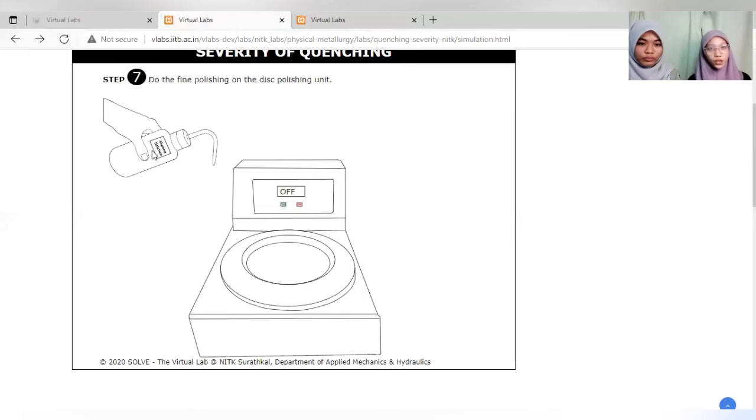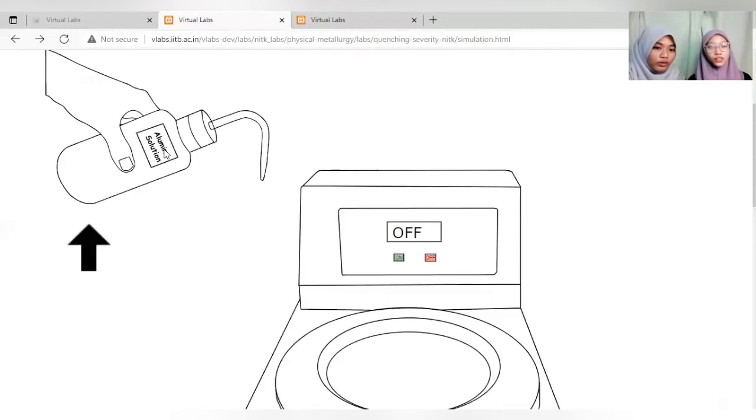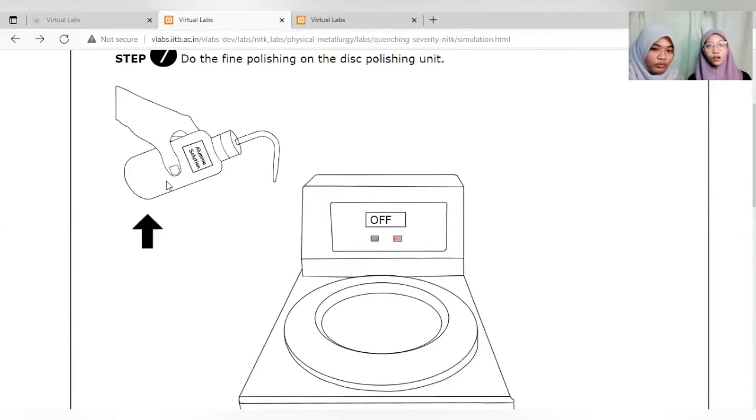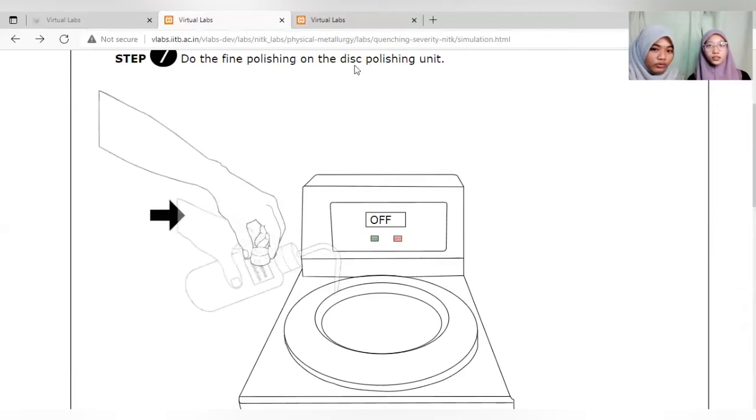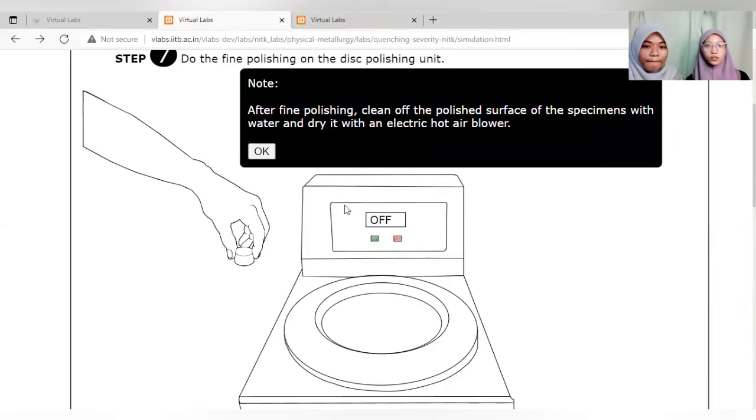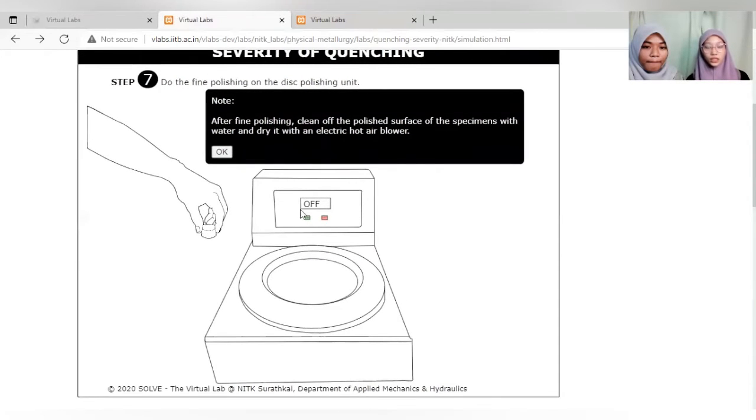So step 7, do the polishing, the disc polishing unit. As you guys can see, this one is aluminum solution. You need to put it on the disc polishing unit. So we need to turn it on, wait for it, and turn it off. After fine polishing, clean off the polishing surface of the specimen with water and dry it with an electric hot air blower.